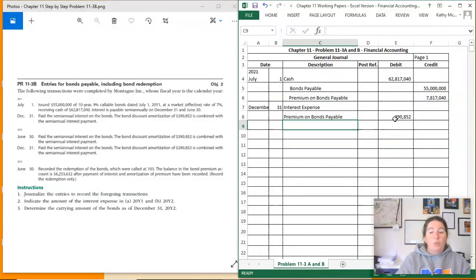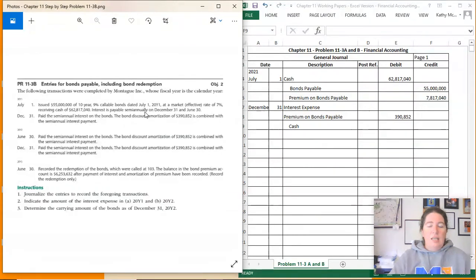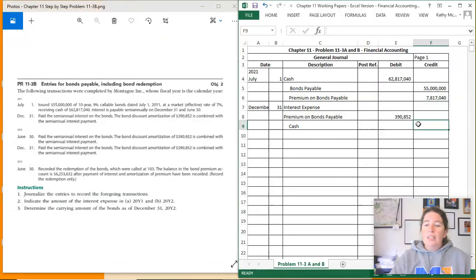Now, we said we've paid cash, so we have to credit cash. How much do we credit cash for? Well, we have to calculate our interest. It tells us on July 1st that we had a $55 million bond for 10 years at 9%. Also note, we are paying our interest semi-annually. That means every 6 months. So we're going to use that when we calculate our interest.